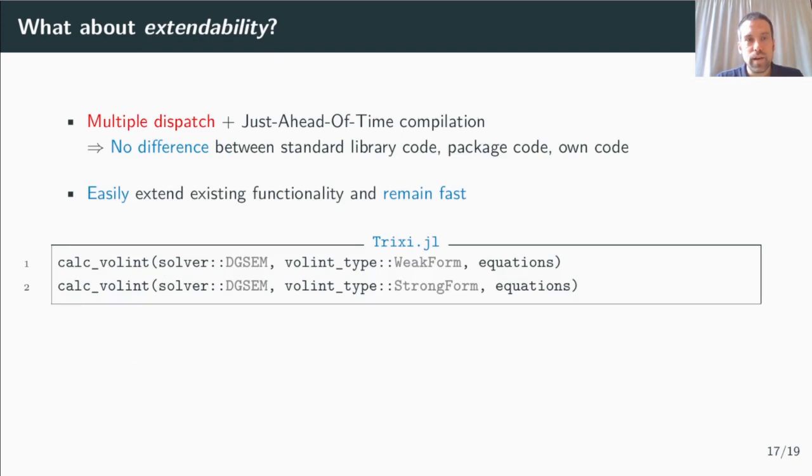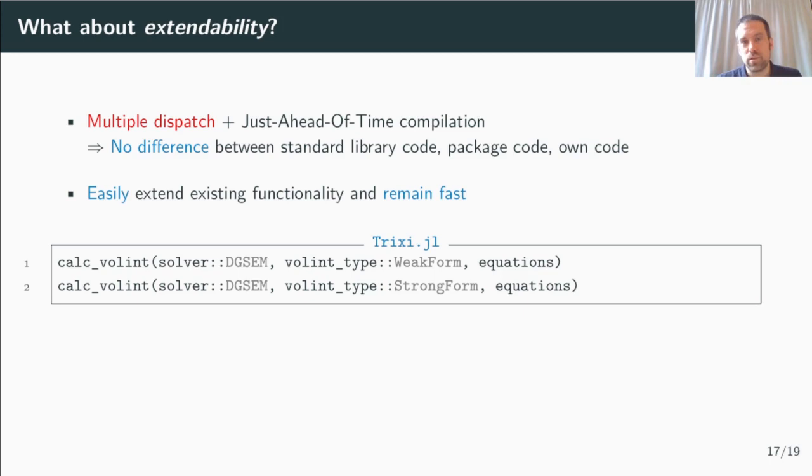Now, finally, let me talk a little bit more about extendability. What's already well known in the Julia community is that multiple dispatch, together with just-ahead-of-time compilation, ensures that there is really no difference between standard library code, package code, and your own code. But what does it mean in practice, really? For us, the main benefit is that you can very easily extend existing functionality, remain fast on the way, and still focus only on the particular parts that you're interested in.